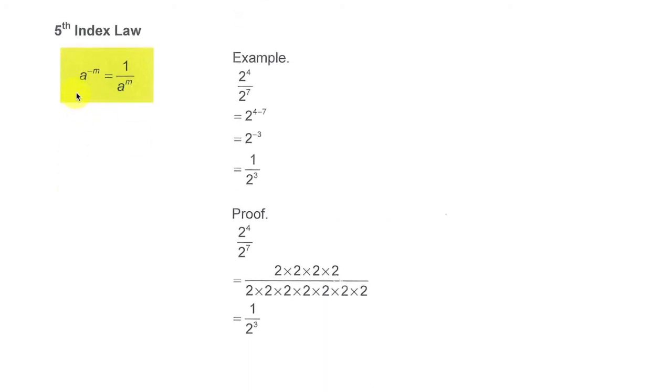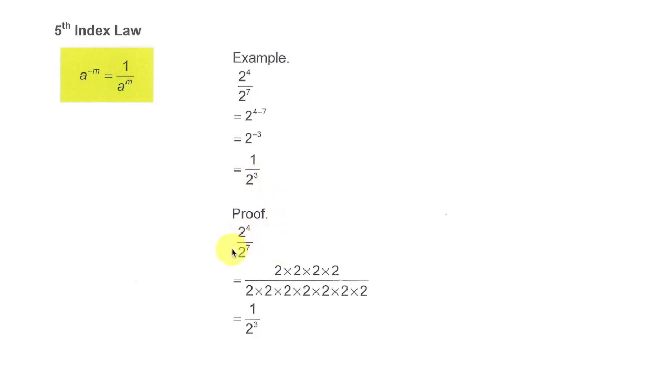With our fifth index law, I've got a to the power of negative m. I can rewrite that as being 1 over a to the power of positive m. So let's look at an example here. 2 to the power of 4 divided by 2 to the power of 7 becomes 2 to the power of 4 minus 7, which is 2 to the power of negative 3. And what I'm saying is that that can be rewritten as 1 over 2 to the power of positive 3. Let's look at the proof of that.